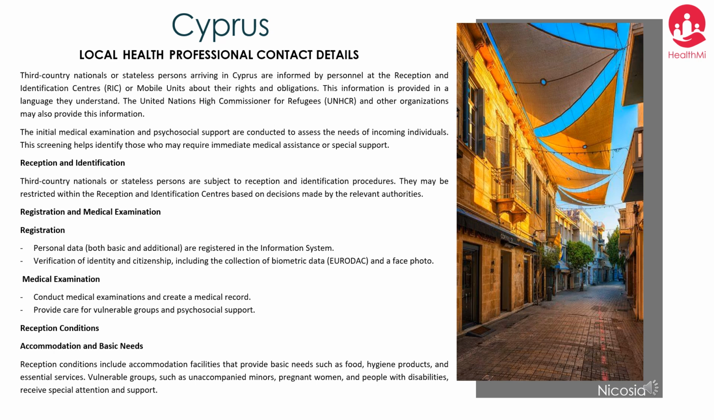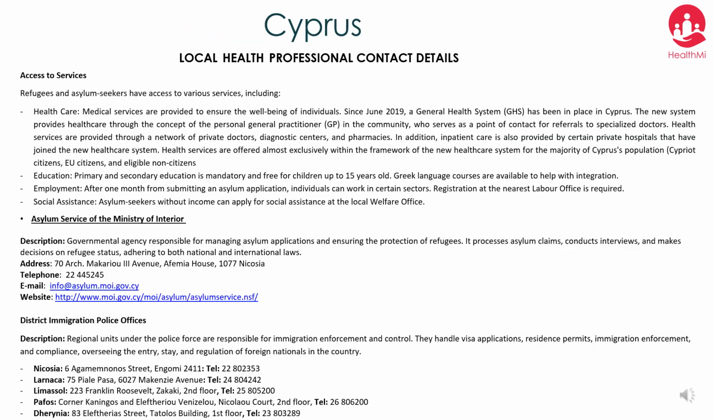Reception conditions, accommodation and basic needs. Reception conditions include accommodation facilities that provide basic needs such as food, hygiene products, and essential services. Vulnerable groups, such as unaccompanied minors, pregnant women, and people with disabilities, receive special attention and support. Access to services. Refugees and asylum seekers have access to various services, including healthcare. Medical services are provided to ensure the well-being of individuals.